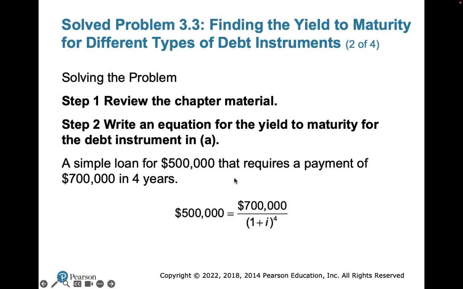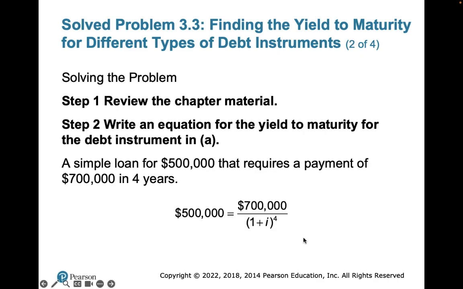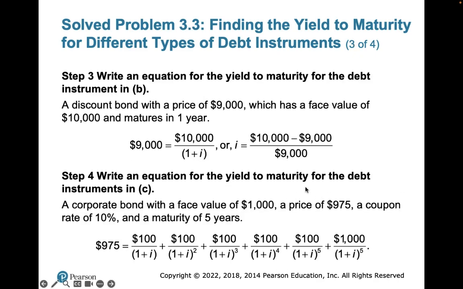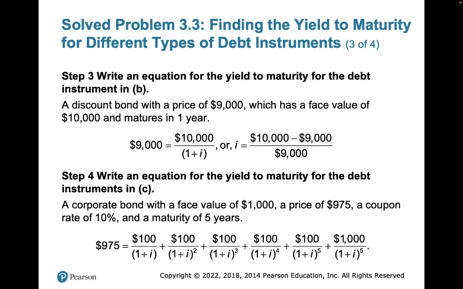So let's move on. We're going to look at another example, an example of yield to maturity for debt instruments, a simple loan for 500,000. These ones I said you should try. This is the way they've done it, and you'll be able to solve them and get your answers. They've already been done here for you.